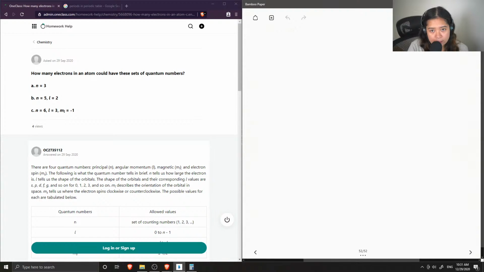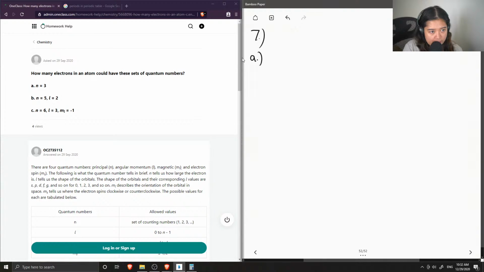Okay, so question number 7. How many electrons in an atom could have these sets of quantum numbers? Okay, so we need to find pretty much all of the different possibilities when you have a certain set of quantum numbers.